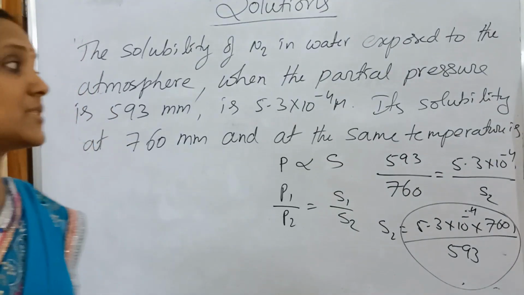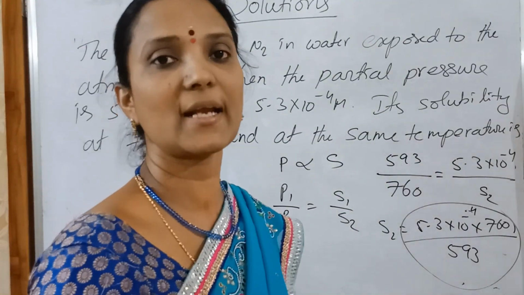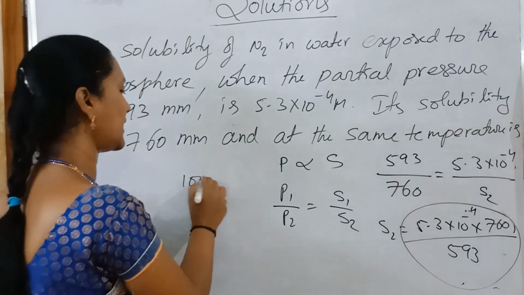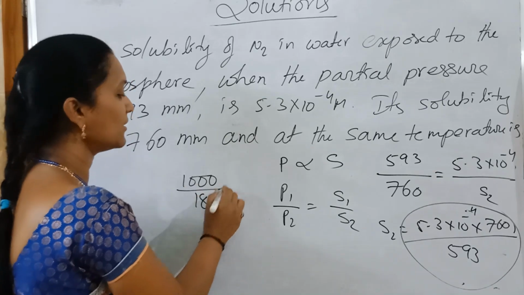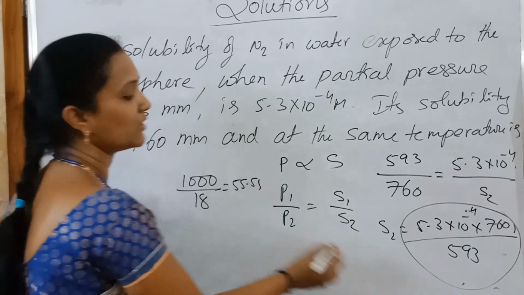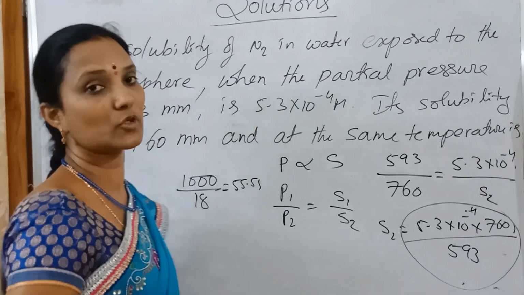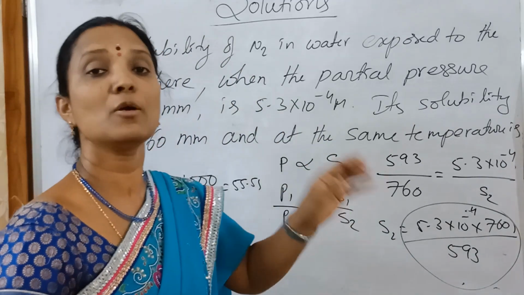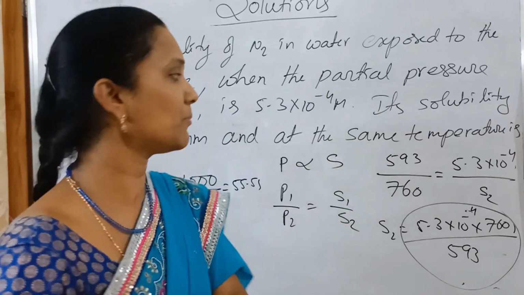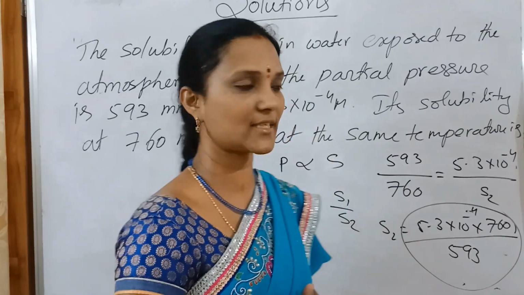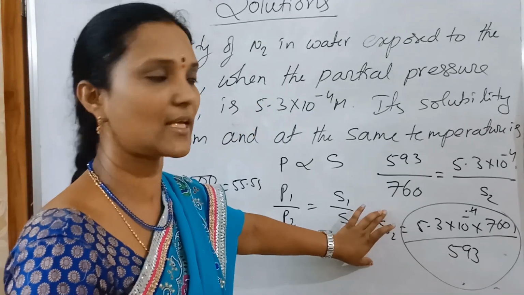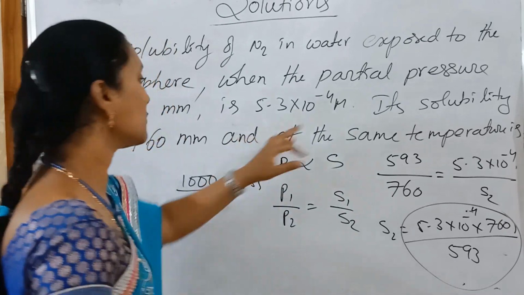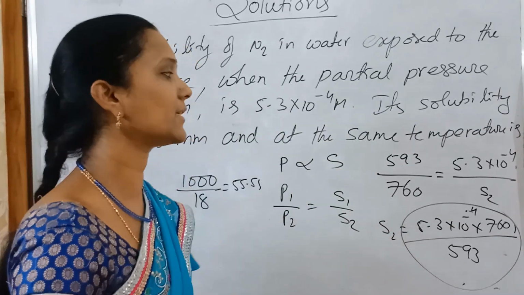If the options for the solubility are given in mole per liter, then per liter means 1000 ml, that is 1000 grams by 18, which is 55.55. Whatever answer we get, we should multiply with 55.55, because the option is in mole per liter. Moles they are asking, not directly like this. But in this problem, only the solubility is asked. Simplify this and you will get the answer.